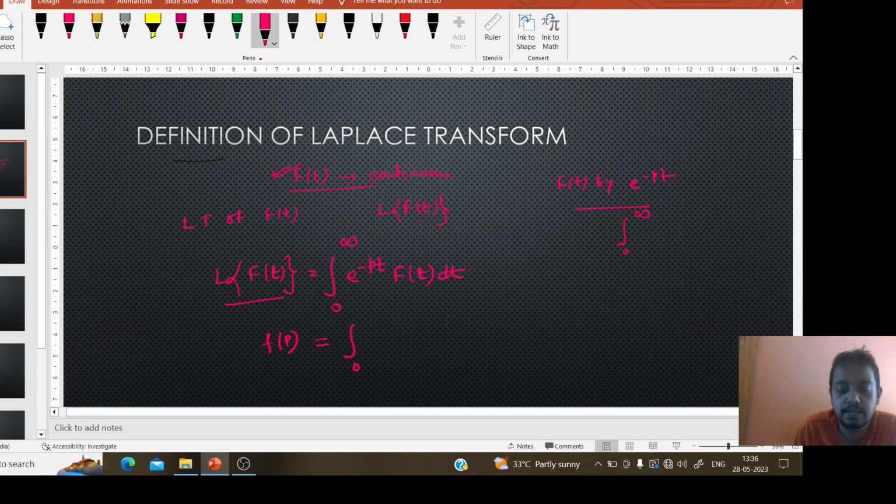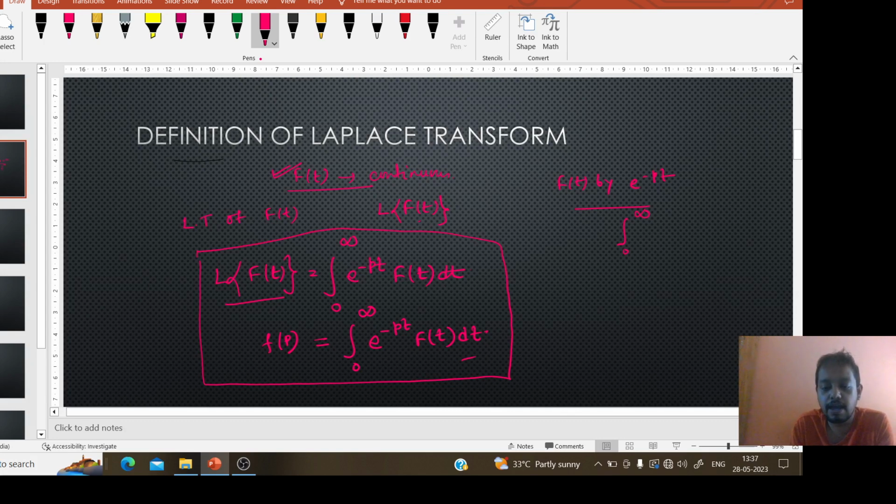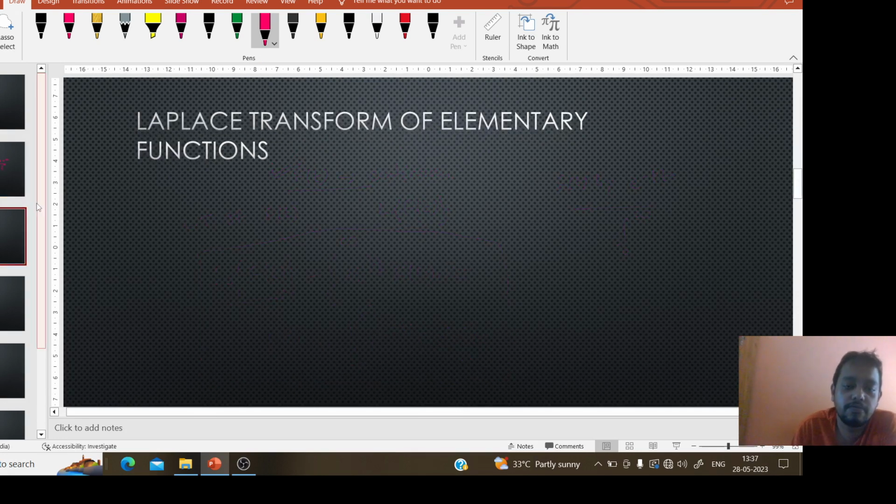So we can write that the Laplace transform of f of t is defined by f of p, the integral from 0 to infinity of e to the power minus pt f of t dt. So this is the definition of the Laplace transform: L of f of t is equal to the integral of e to the power minus pt f of t dt, and we have to integrate over 0 to infinity. Now we will find how to find the Laplace transform of some elementary functions.